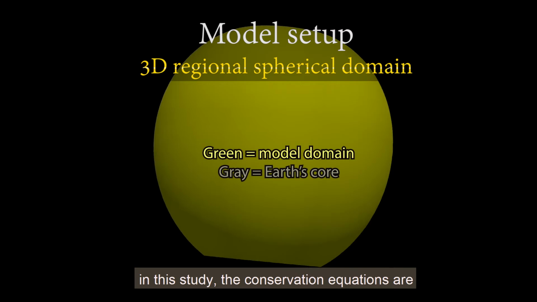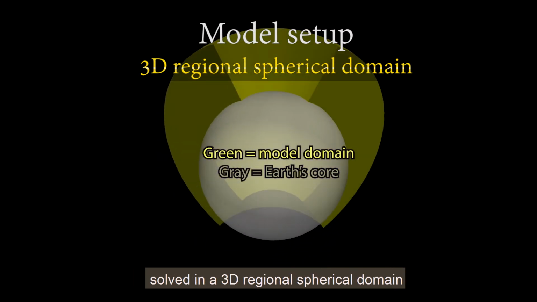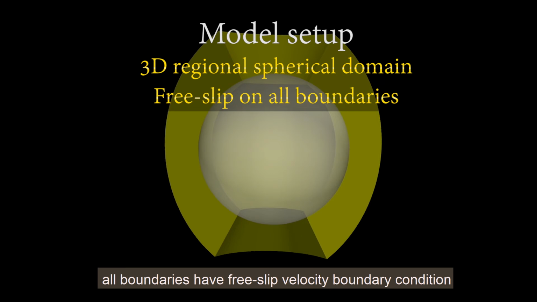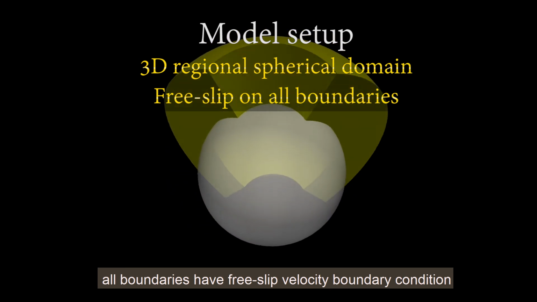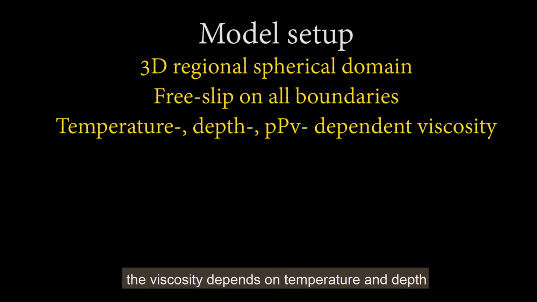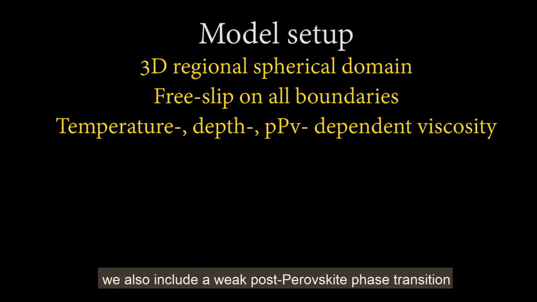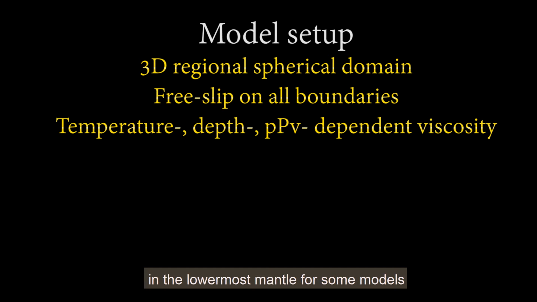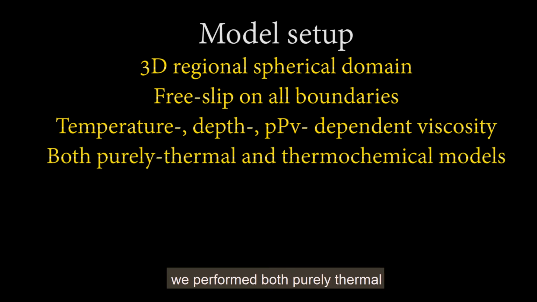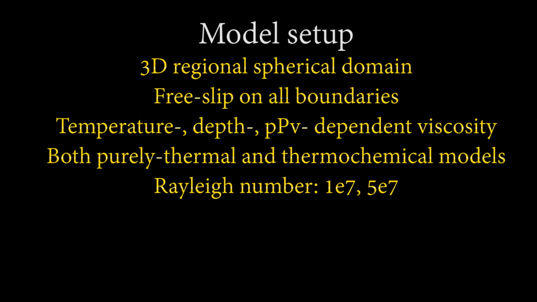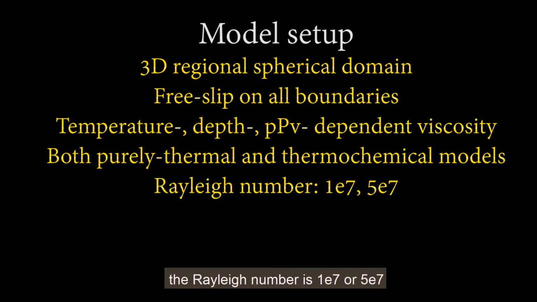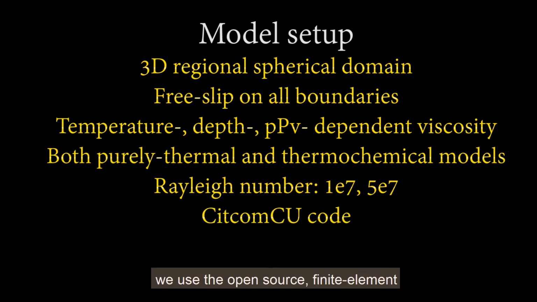In this study, the conservation equations are solved in a 3D regional spherical domain. All boundaries have free slip boundary conditions. The viscosity depends on temperature and depth, and we also include a weak post-perovskite phase transition in the lowermost mantle for some models. We perform both purely thermal and thermochemical models. The Rayleigh number is 10 to the 7 or 5 times 10 to the 7. We use the open source finite element code CitcomCU to solve these conservation equations.